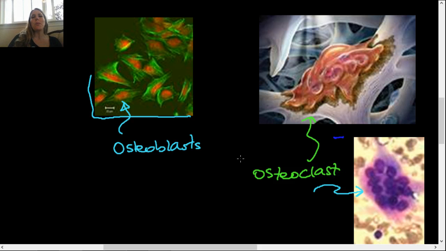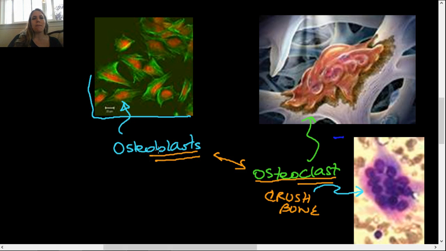So we have osteoblasts and osteoclasts, and you can kind of think of these guys as opposites from each other in their action. Osteoclasts, think C for class, crush bone. They crush bone. I mean, look at him. He looks like he would crush bone, doesn't he? Versus we have our osteoblasts. So you say build for B. They build bone. So osteoblasts build bone, osteoclasts crush bone.